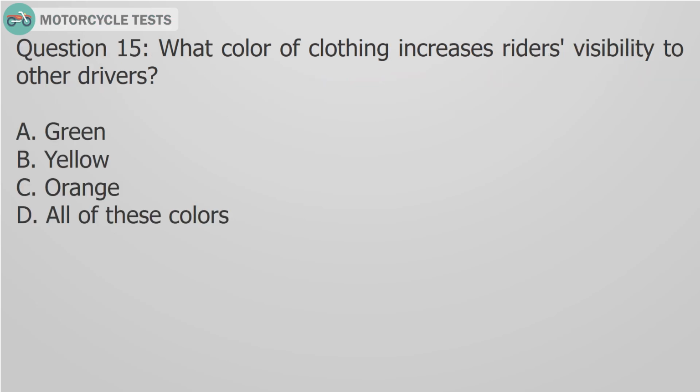Question 15. What color of clothing increases riders' visibility to other drivers? A. Green. B. Yellow. C. Orange. D. All of these colors.